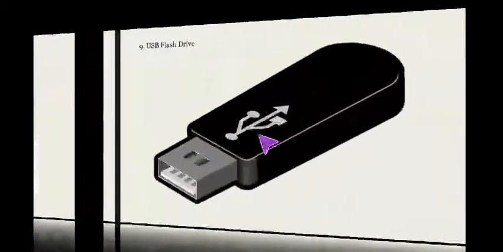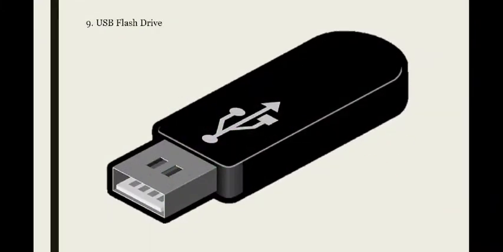Okay, USB flash drive. This is a USB flash drive. We are all aware of it as a pen drive. It is a form of reusable storage device. USB flash drives are available in different storage capacities ranging from 2 GB to 512 GB.